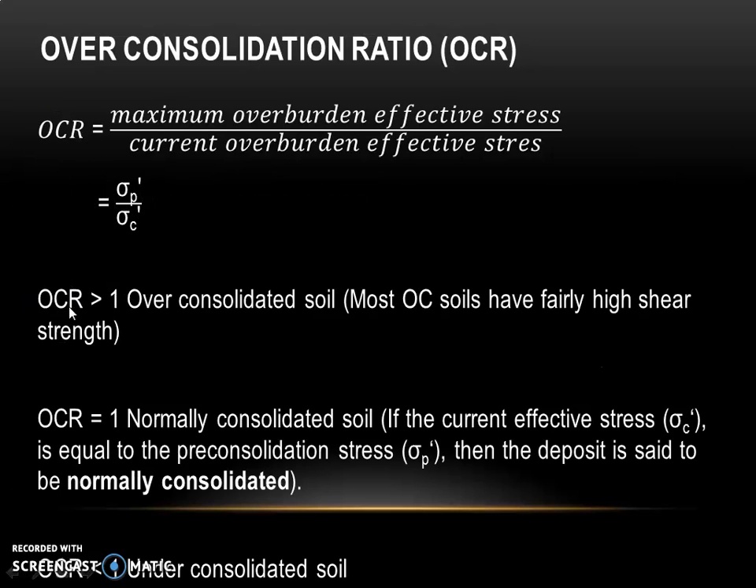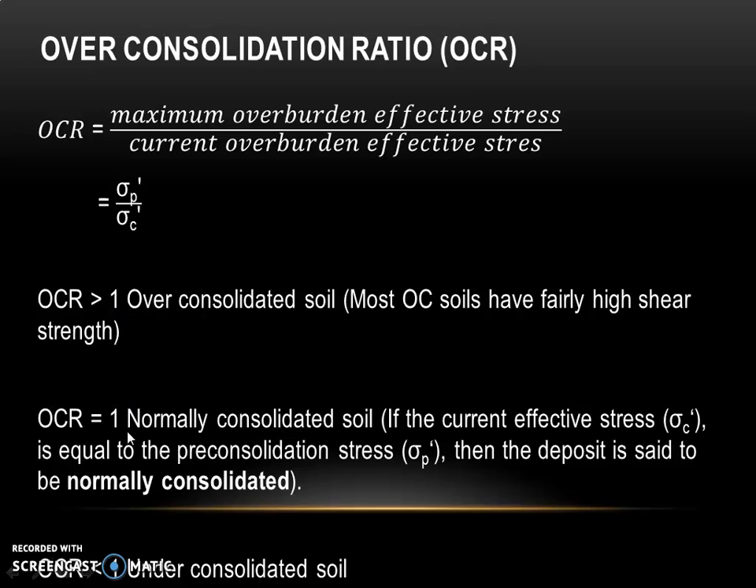If OCR is greater than 1, then the soil is referred to as over-consolidated soil. That means sigma P dash, that is overburden effective stress, is greater than the current effective stress. Hence, OCR is greater than 1.